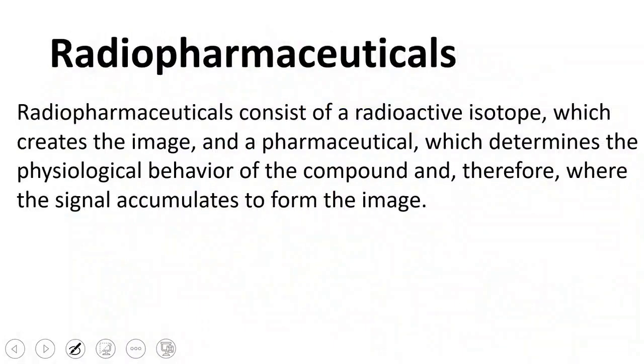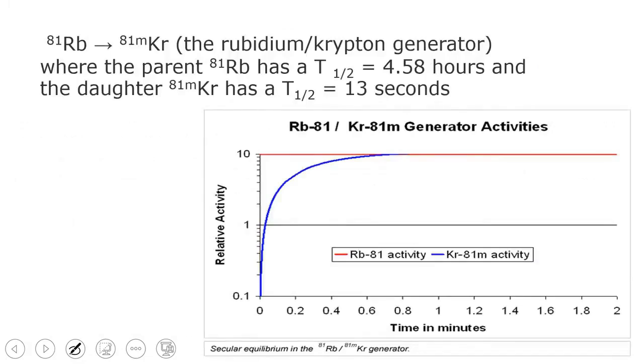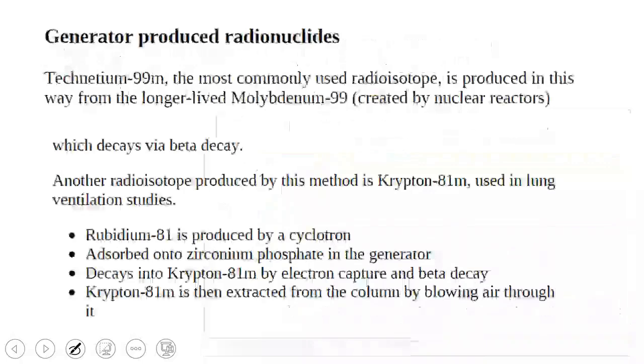I have talked about the generator, or the most famous generator, which is the rubidium generator that provides krypton. The half-life of rubidium is 4.5 hours, while the half-life of krypton is 13 seconds. Krypton is used in cardiac imaging. As for PET-CT, it is not very well known yet in terms of its applications. The generator we discussed is the moly generator, or molybdenum generator, or technetium generator. This is considered the most common or famous one.